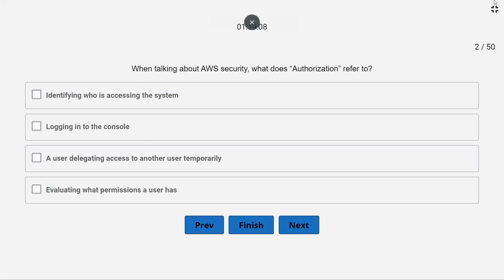When talking about AWS security, what does authorization refer to? Abdul, why you say D? If you be correct, why are they saying justice? So I see A, I see D. So we are looking at authorization.